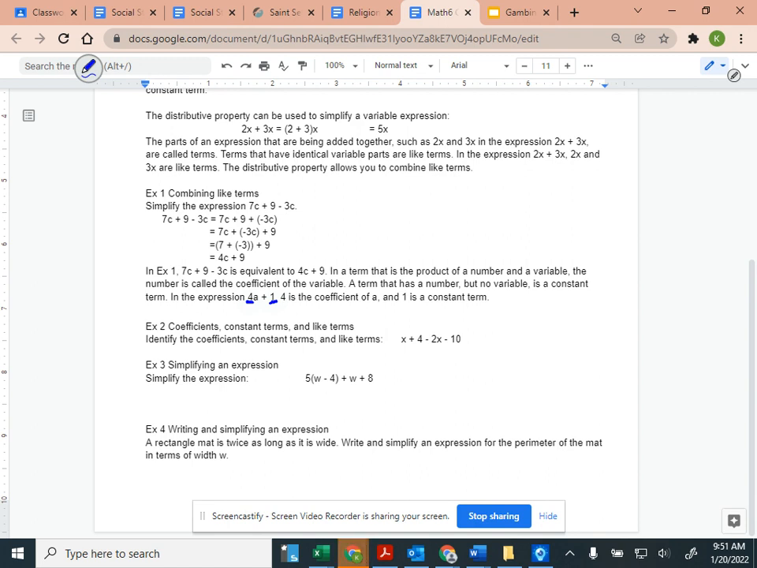So constants are like terms. And if the variable is the same, those are like terms. So coefficients, constant terms, and like terms. Identify the coefficients, the constant terms, and the like terms. So look at x plus 4 minus 2x minus 10. What are the coefficients? Remembering that a coefficient is the number in front of a variable. What are our coefficients? Josie?